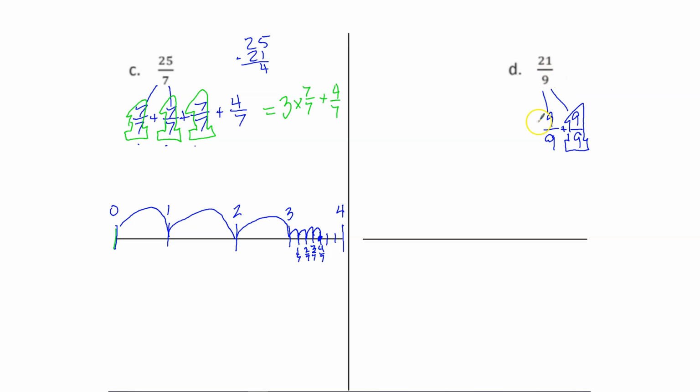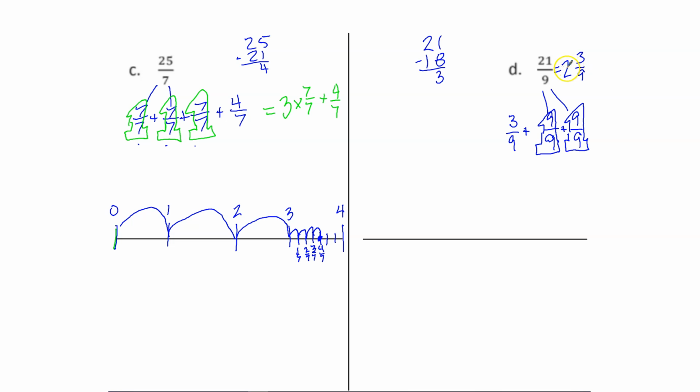And I know I can't pull another whole out because I would need to have 27 ninths, but I only have 21 ninths. So that means I'm going to have to say 21 ninths minus 18 ninths gives me 3 ninths. So I have 3 ninths remaining. So therefore, 21 ninths is equal to 2 wholes and 3 ninths.